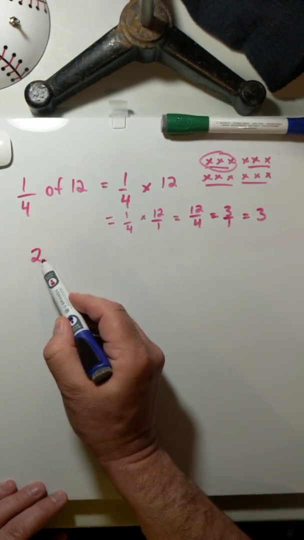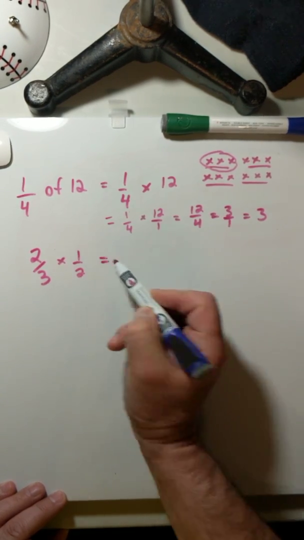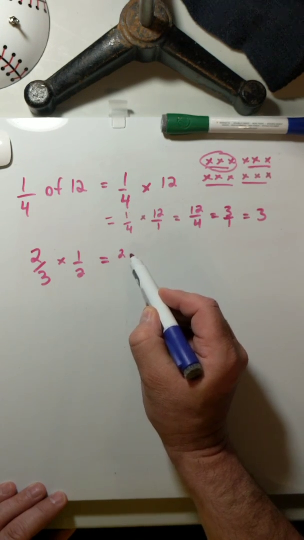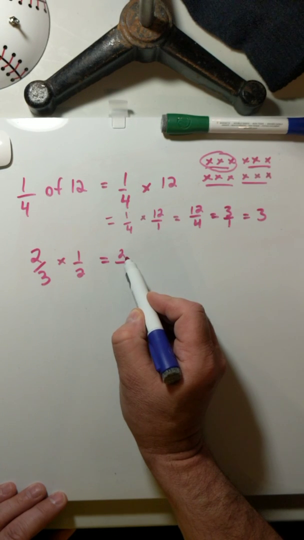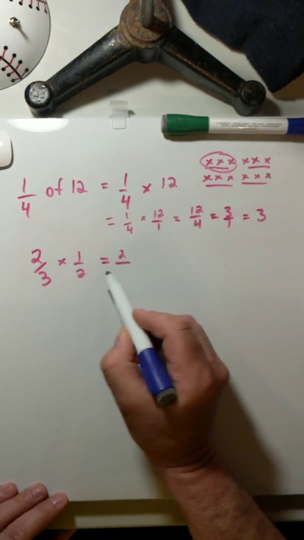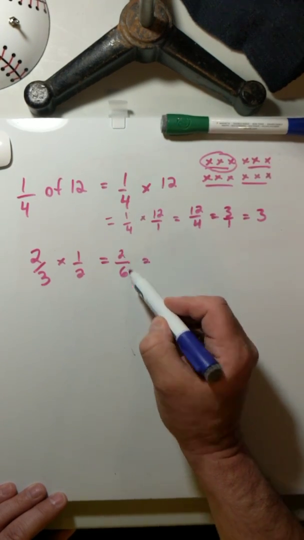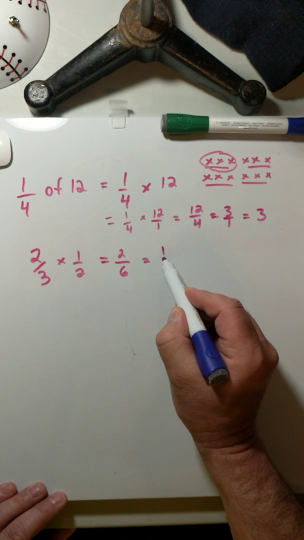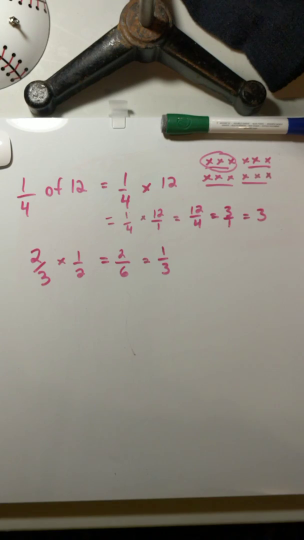So if we carry that over to something like 2/3 times 1/2, we could write that as 2 over 6, because it's 2 times 1 on the numerator, and on the denominator 3 times 2, which is 6. And I think you can see pretty clearly that both top and bottom, being even numbers, are divisible by 2, so you can simplify the fraction and say it's equal to 1/3.